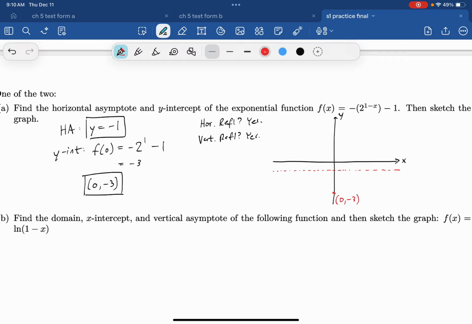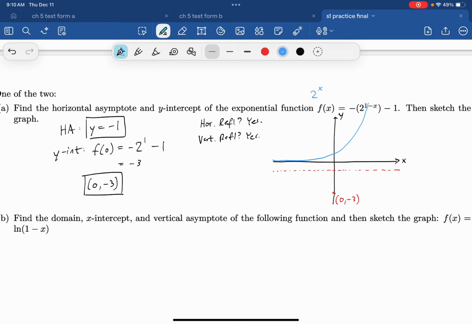All right, and so has there been a vertical reflection? Yes. Has there been a horizontal reflection? Yes. Okay, so what would our original graph have looked like in terms of its shape? The graph of 2 to the x would have looked something like this. It would start flat and then increase upwards exponentially when it goes in the positive direction.